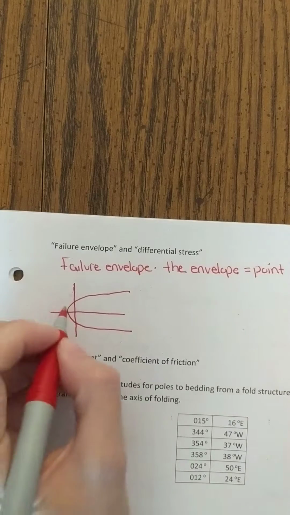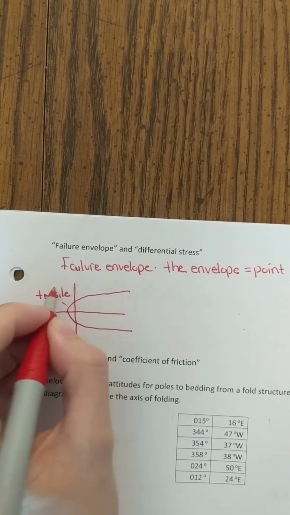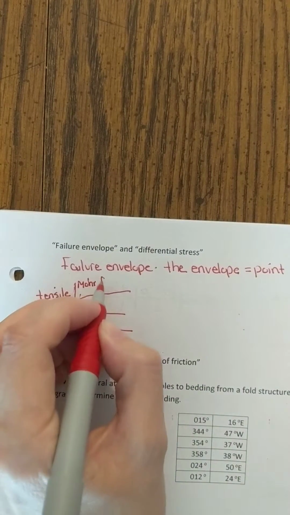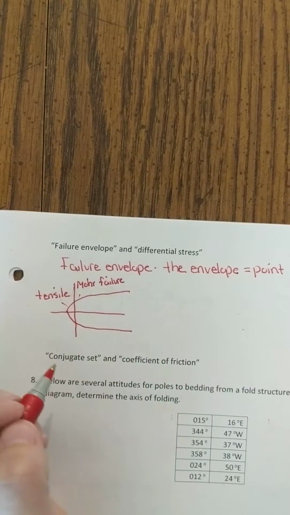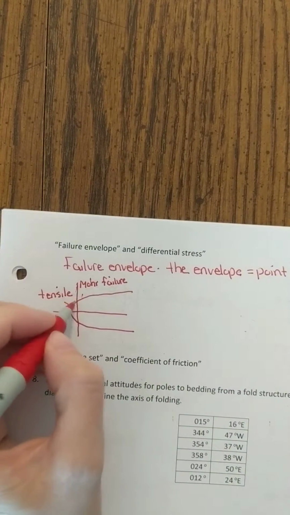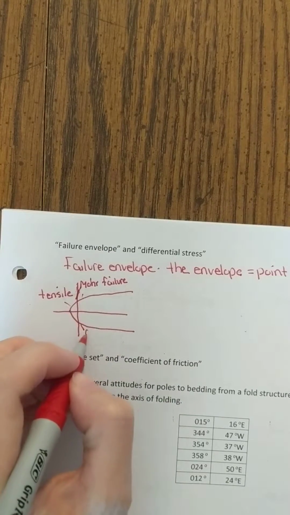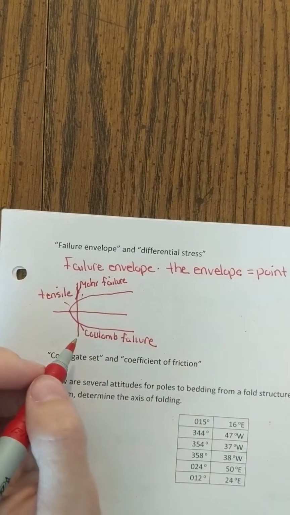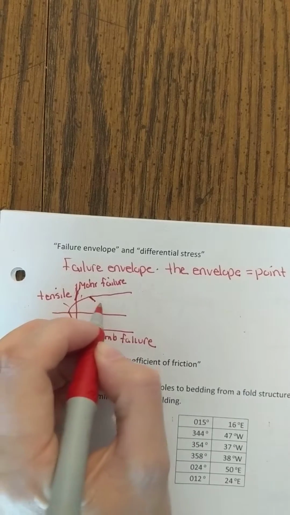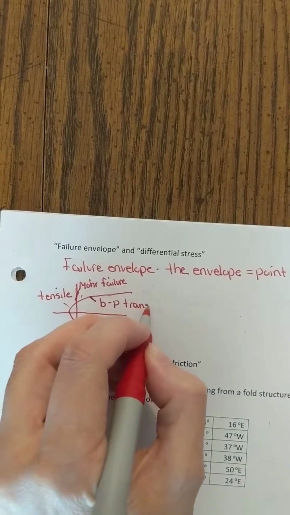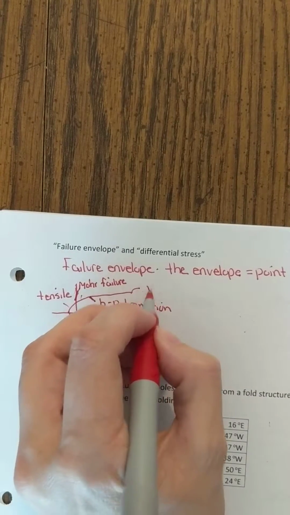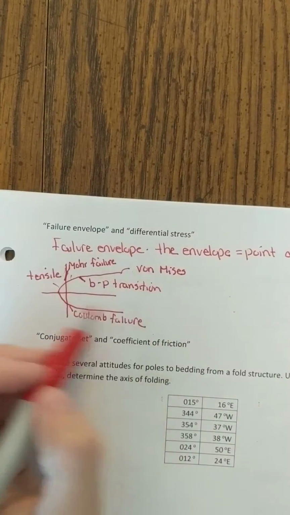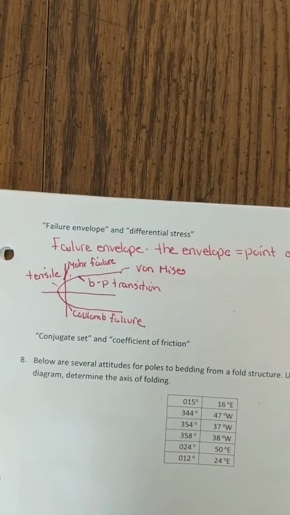So we have our tensile portion, our Mohr failure criterion, which is right here. Then we have our Coulomb failure criterion, our brittle plastic transition, and then finally our von Mises plastic yield transition. So you could have defined that, or just said it's the point at which the rock breaks.